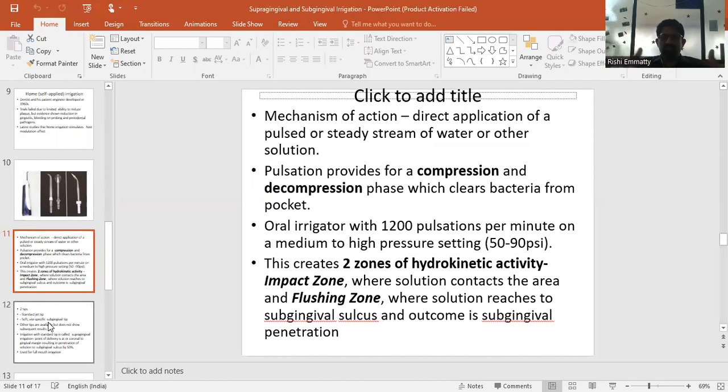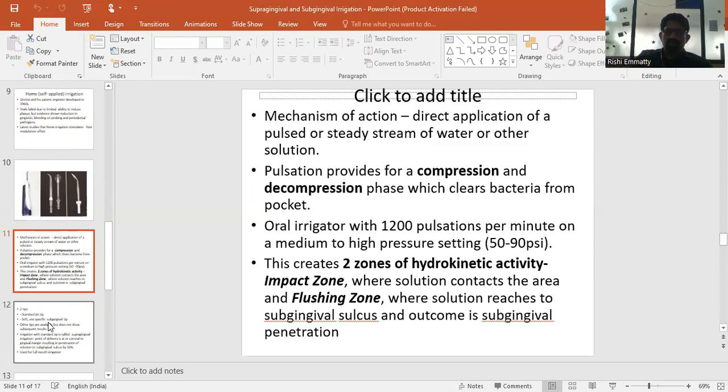So you get that because once the compression comes and it comes out, the decompression clears the bacteria from the body. Normally it is irrigated with 1200 pulsations per minute on a medium to high pressure setting of 50 to 90 ounces per minute. That is the minimum pressure, 1200 pulsations per minute. So it is a slowly moving one, but with a steady stream and direct application of steady stream and pulse flow. And this water pressure creates two zones of hydrodynamic activity.